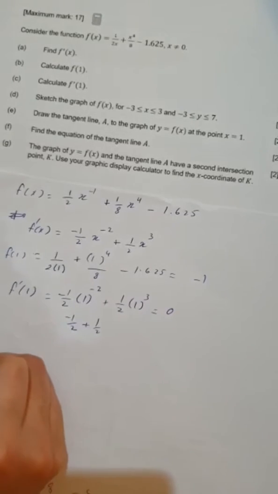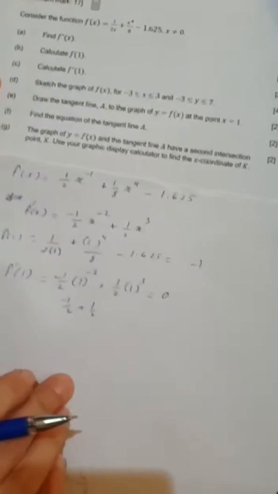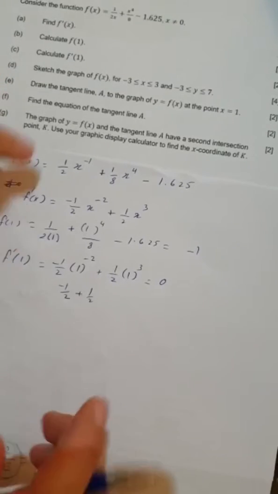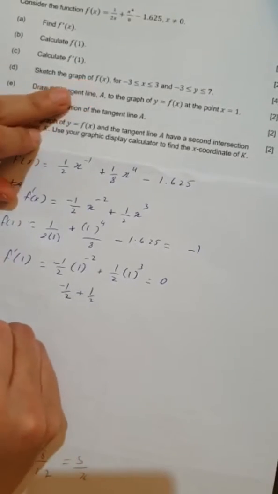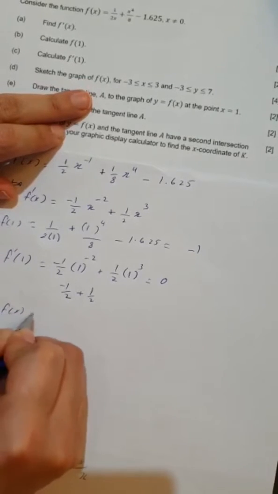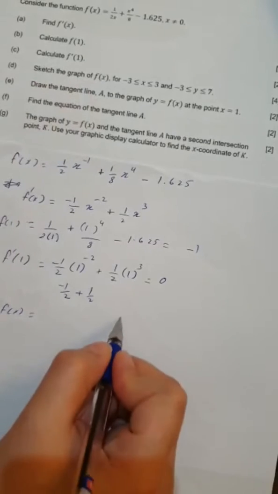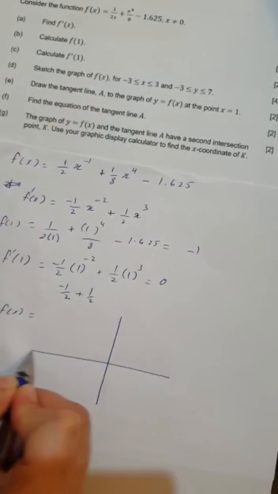Okay, I'm going for part D now. We need to sketch this graph. Sketching this graph means I need to use the graphing calculator. We need to sketch the graph of f of x. As you know, we need to enter the function in the calculator. We're going to get this graph. You're going to find it like this.